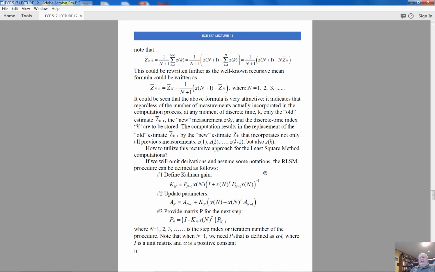If you're interested in the derivation of the recursive least square method procedure, I can recommend you take a look at my book on process control, or just be patient, and a year from now I will be teaching a process control course, and in that course I get into the derivation of the recursive least square method procedure in many details. However, the bottom line for our self-tuning control is the algorithm for the recursive least square method. This algorithm consists of 3 steps.